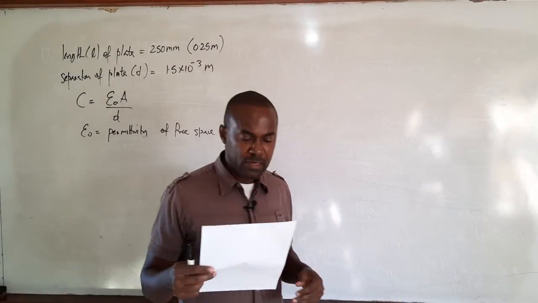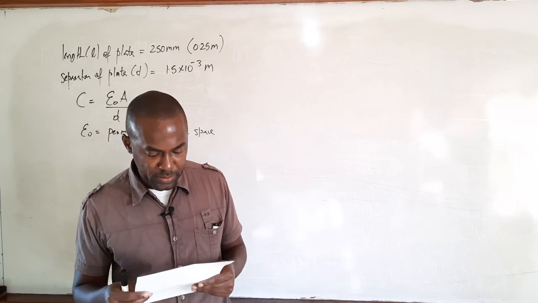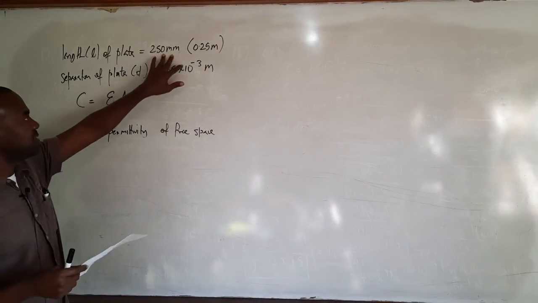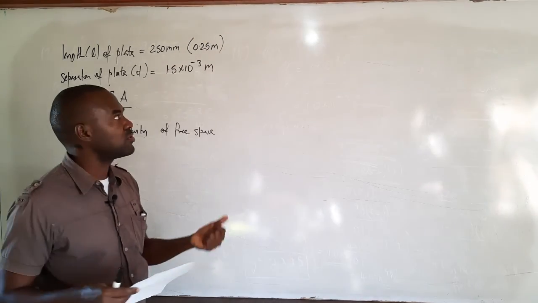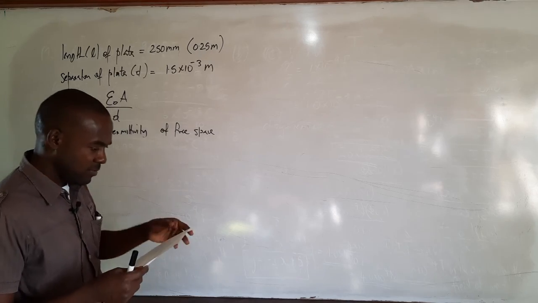All right, so we continue to look at question 2. Now, question 2 says a parallel plate capacitor has square plates whose sides are 250 millimeters long. So the length of the sides is 250 millimeters. Of course, you convert that to SI units, which is found by dividing by 1,000. We'll get 0.25 meters, right?